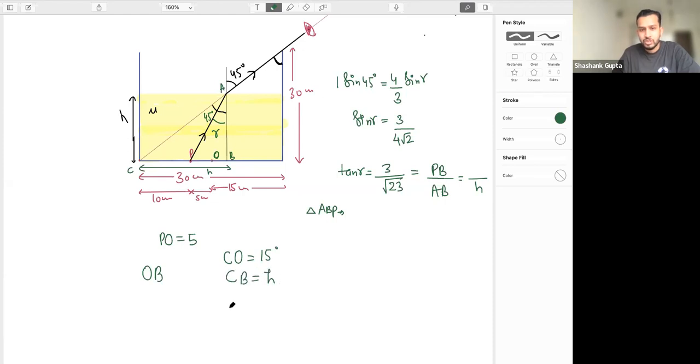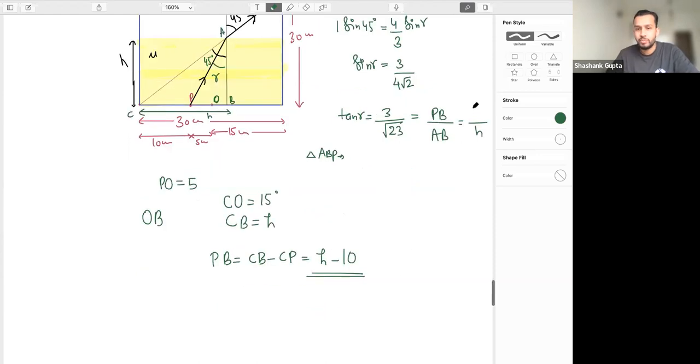CB is H. So can I say PB is what? CB minus CP. Right. PB is CB minus CP. CB we know is H, CP we know is 10. Yes, CP is 10. Our work is done. So PB is what? H minus 10.